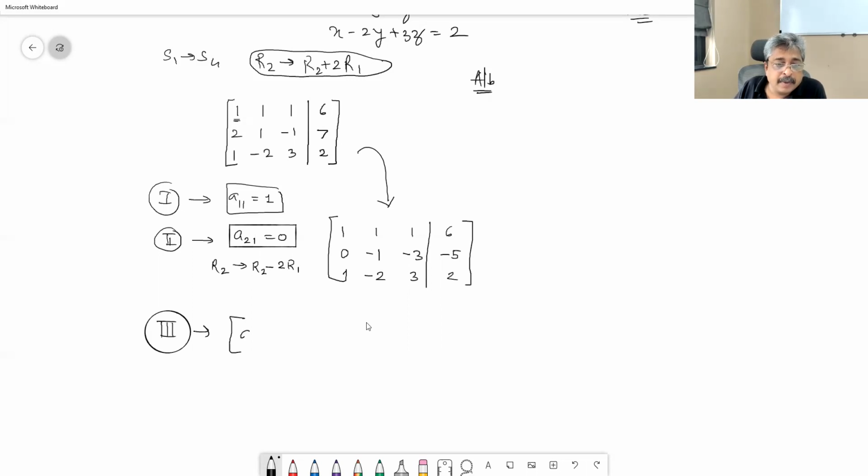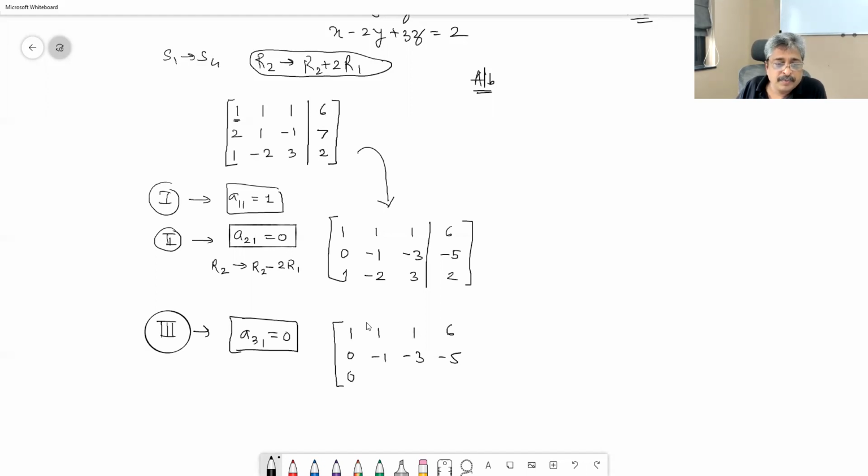Make A31 equal to 0. That is this position. We can do it by writing the first two rows as they are: 1, 1, 1, 6; 0, minus 1, minus 3, minus 5. We want to make this 0.